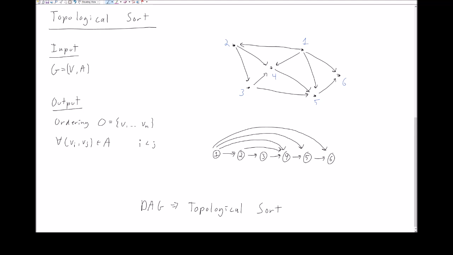In this case, we can consider the topological sort as an input-output sort of problem. Our input is a directed graph that happens to be a DAG. The output is an ordering of the nodes, and we'll call this ordering O. The key property of this ordering is that if we have any arc in our arc set A, the first node of this arc has to have a lower index than the second node of this arc. This is the index with respect to the ordering.